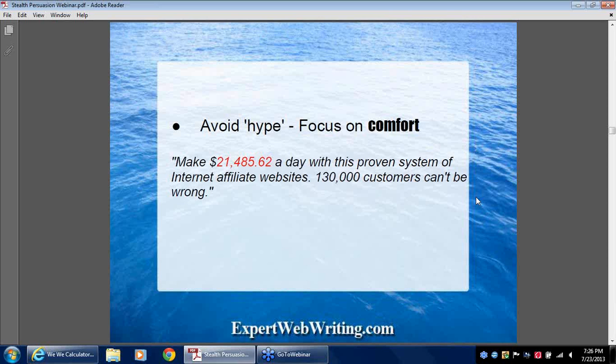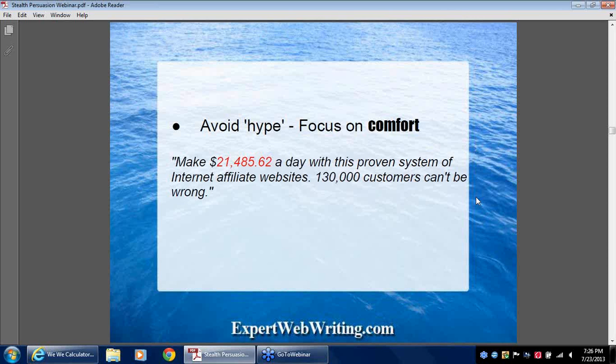But anytime you start talking about just how great you are or how horrible the competition is or how much money you can make, you're always missing the little things that make people feel comfortable and cozy, and sometimes that's exactly what you need to try to reach the heart of your visitor. So of course, another client sent me this copy, and I can't believe this: make $21,000 a day with this proven system of internet affiliate websites. This is for real, okay? 130,000 customers can't be wrong.